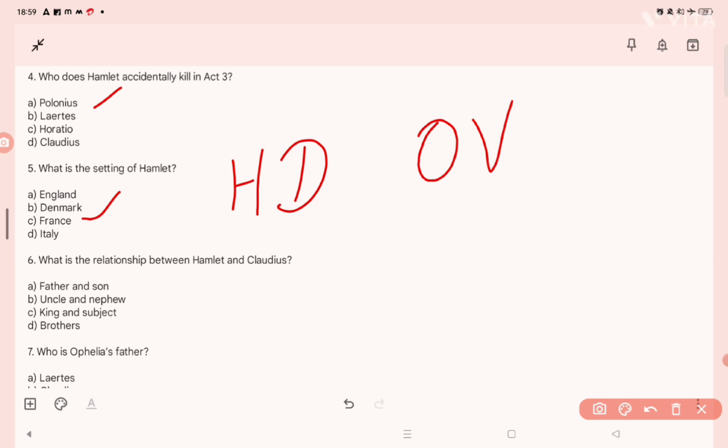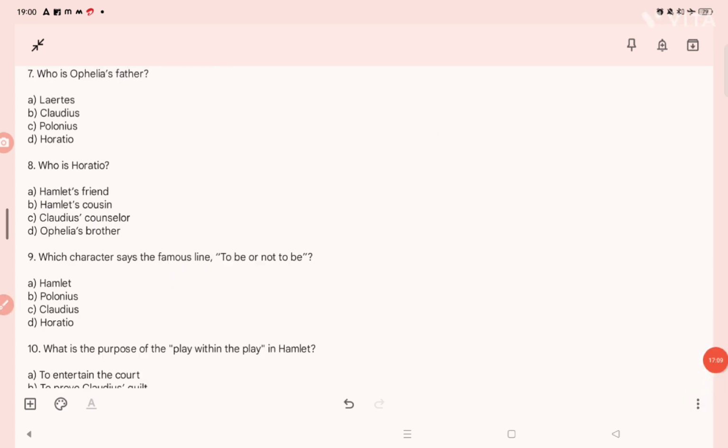What is the relationship between Hamlet and Claudius? Option B. Uncle and nephew. Who is Ophelia's father? Polonius. Option C. Who is Horatio? Ophelia's brother? No. Hamlet's friend.